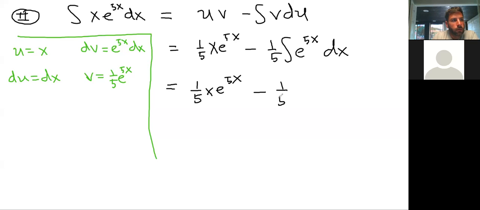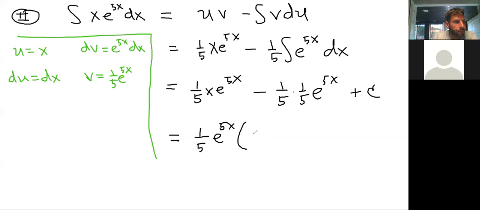So when I integrate this, I get 1/5 times 1/5 e to the 5x plus my constant c. And then if I wanted, I can clean this up. If I factor out a 1/5 e to the 5x, then this is just x minus a fifth, and then of course plus c. So these are standard examples. You should practice them until you can do them.